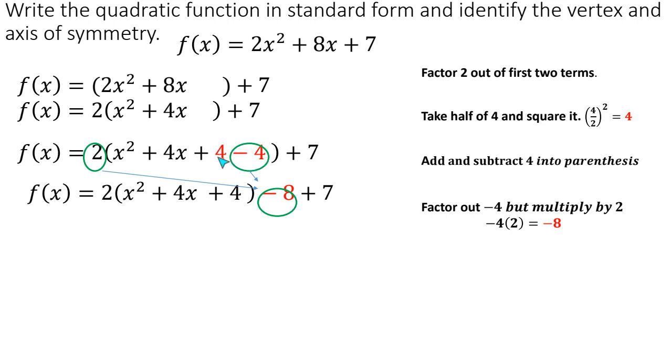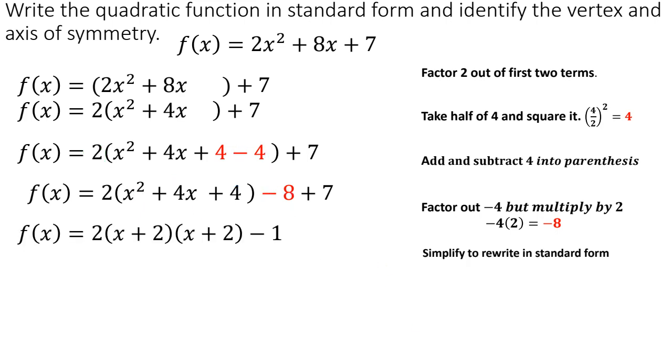Why can I do that? We're not changing the problem because 4 minus 4 is just 0, so we're just adding 0. However, we are making it look a little bit different. So now what you want to do is factor what's left in the parentheses.